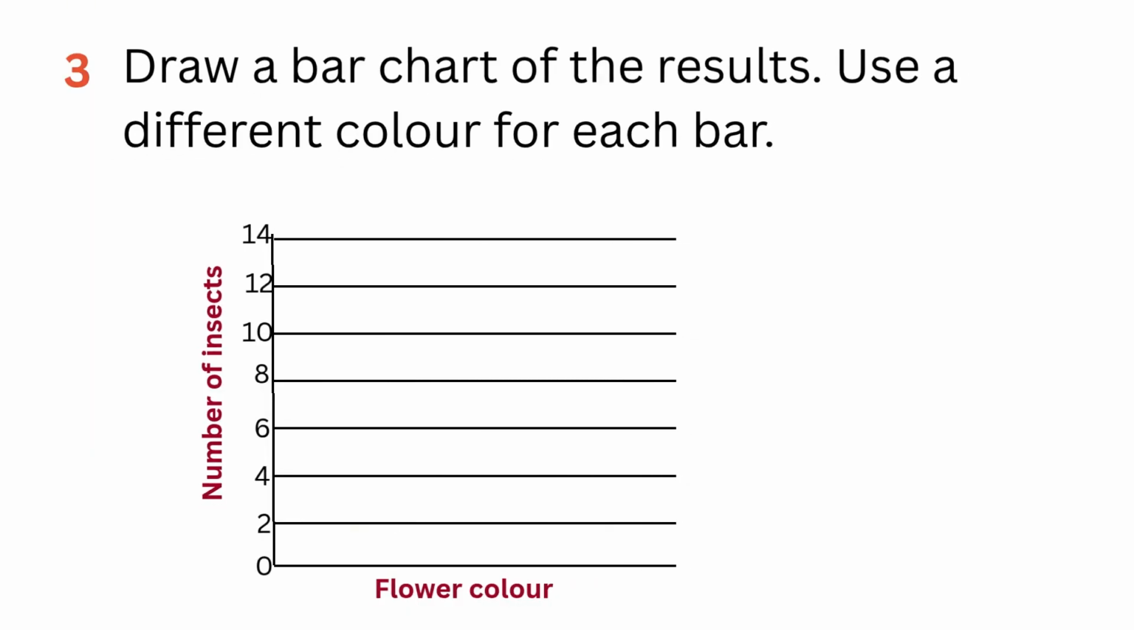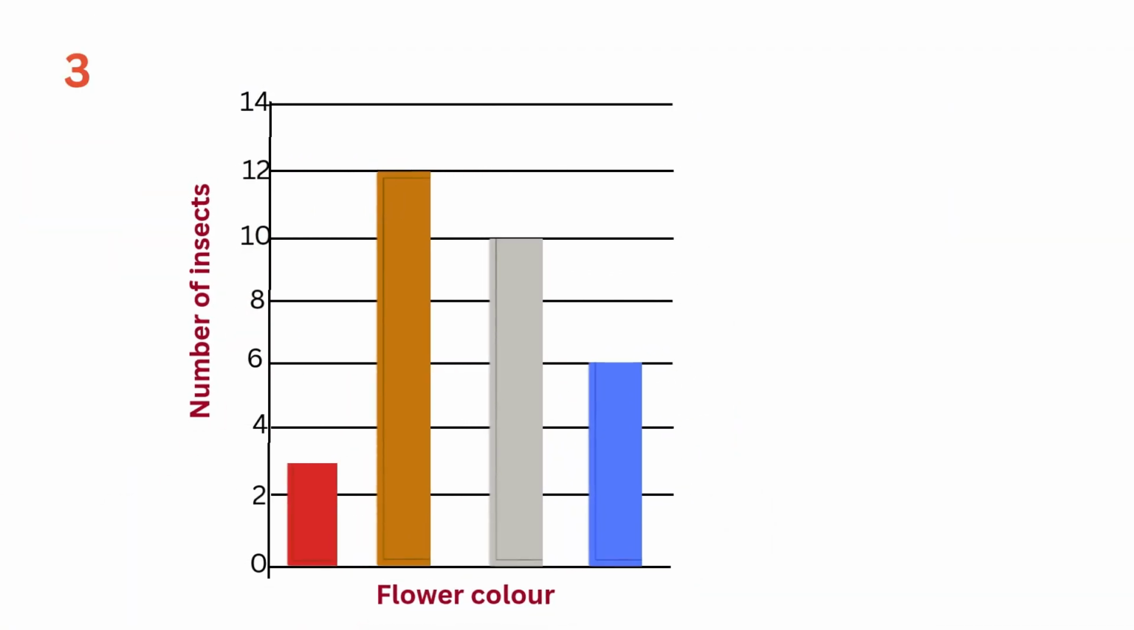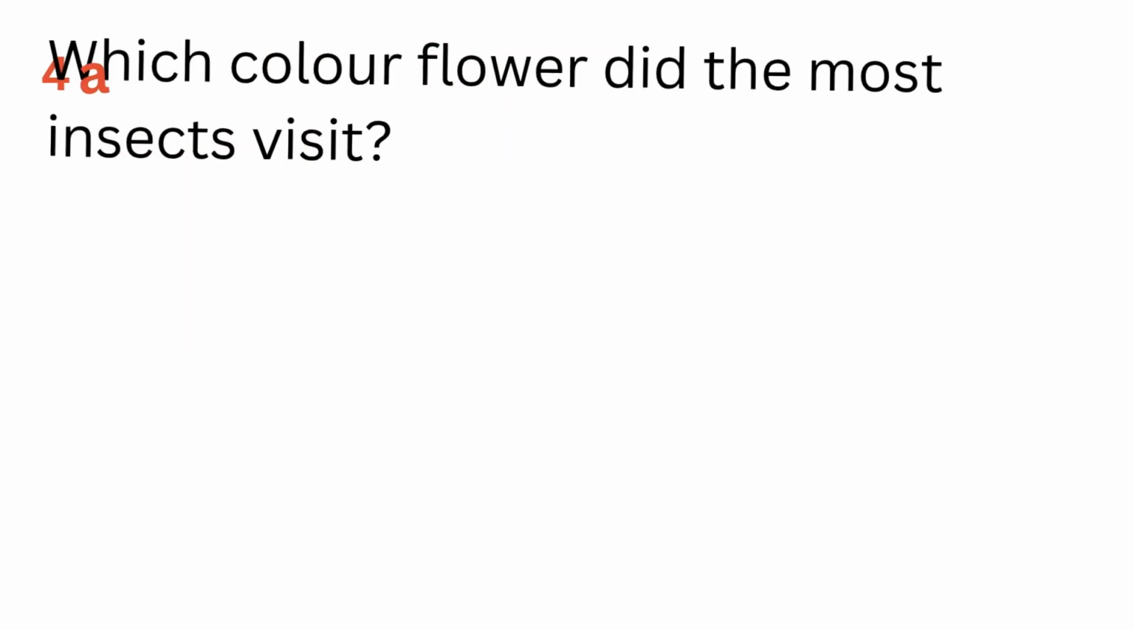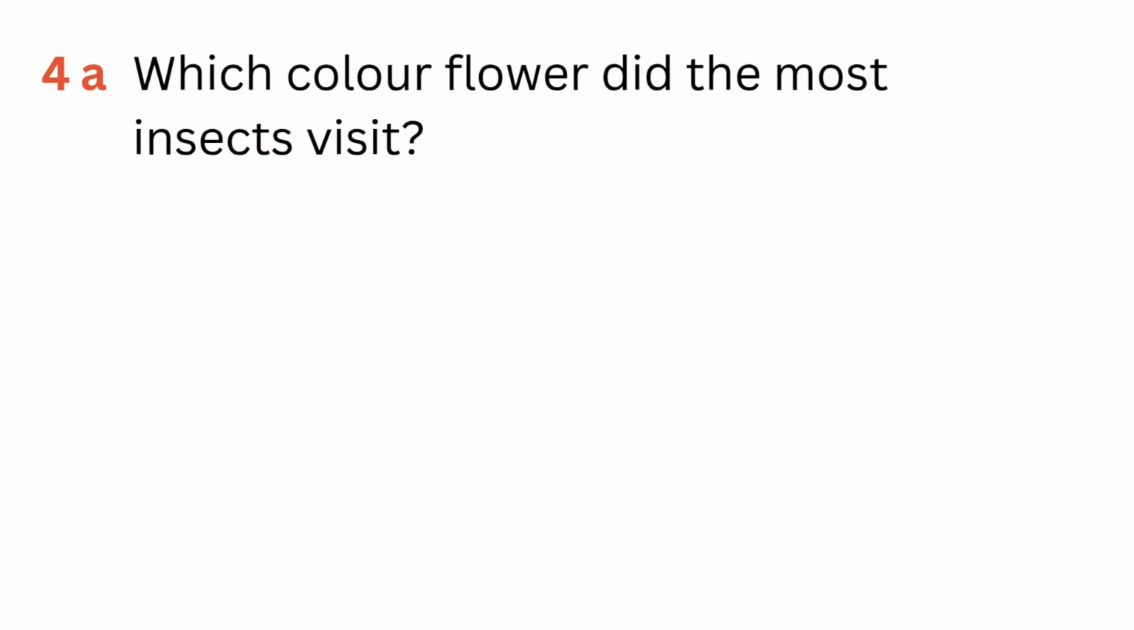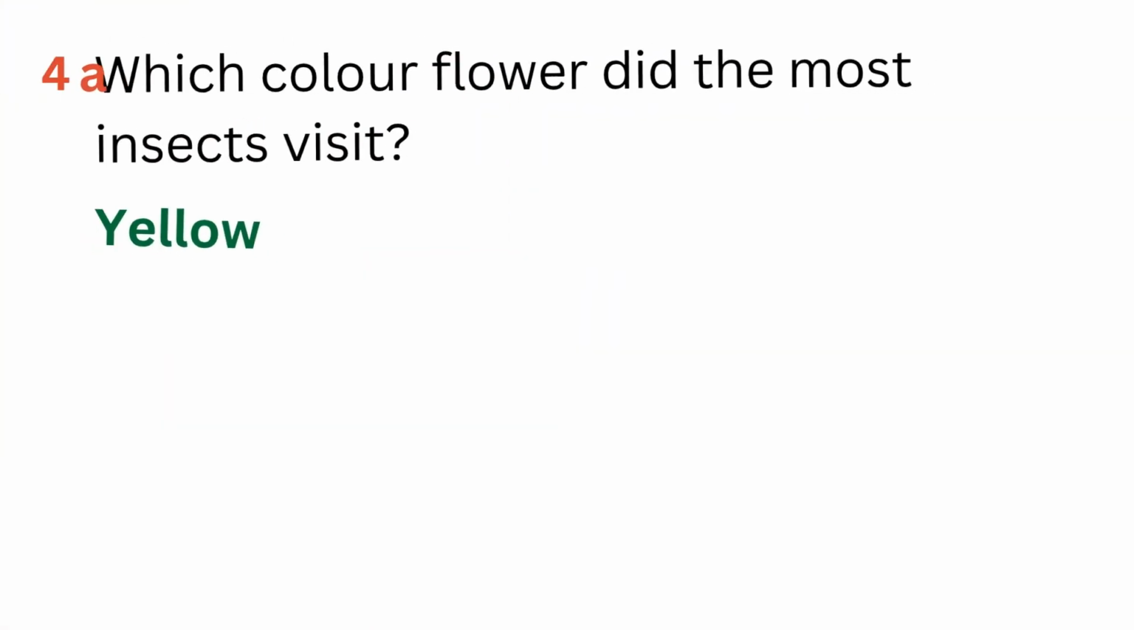Question 3. Draw a bar chart of the results. Use a different color for each bar. So here you can see that for the red color, there are 3 insects. For the yellow color, there are 12 insects. For the white color, there are 10 insects. And for the blue color, there are 6 insects. Question 4a. Which color flower did the most insects visit? Yellow.